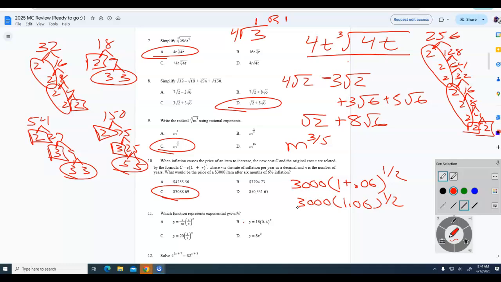Number 11, which one represents growth? It's all about the number that gets raised to an exponent. When the number being raised to an exponent is greater than 1, that's growth. When the number being raised to the exponent is less than 1, that's decay. So this one, without really doing any work, is A. The number being raised to the exponent is bigger than 1. For letter D, we don't know what the X is, so we really can't answer it with D. It's got to be A.